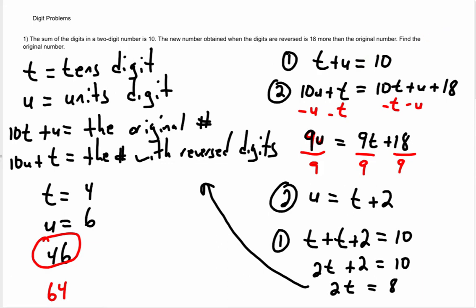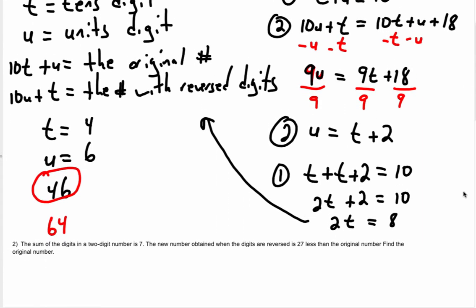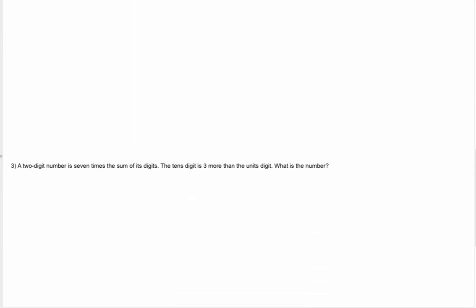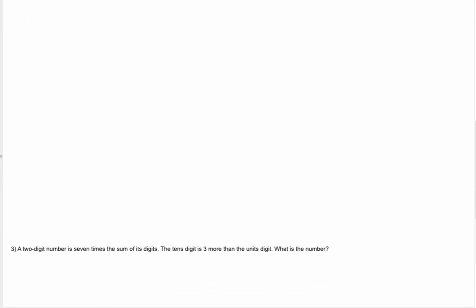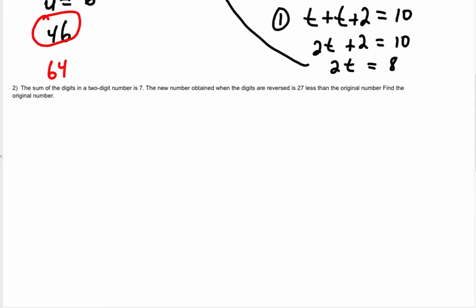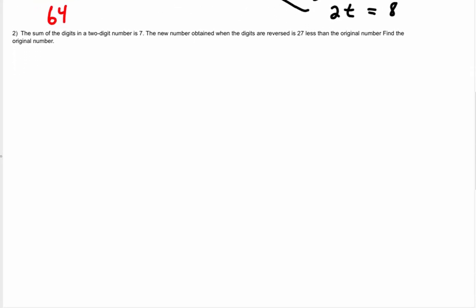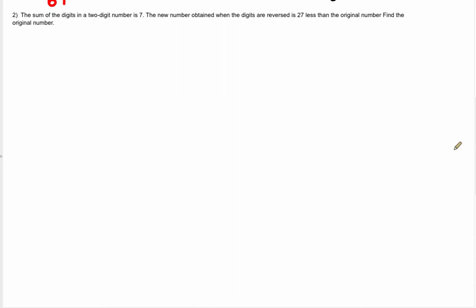All right, moving down. Let's go with that second problem. Whoa, not that far. There we go. Oh, geez. All right. So again, we are reversing digits.